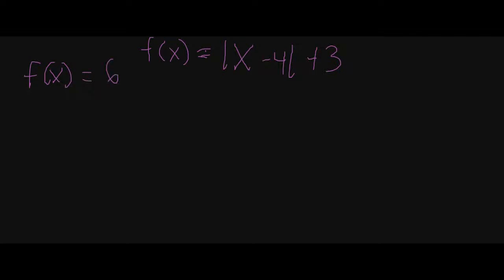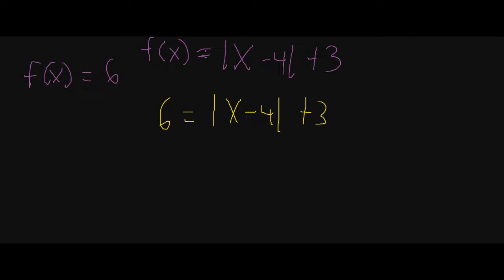So let's have f of x is equal to the absolute value of x minus 4, plus 3. And let's say that we want to solve for when f of x equals 6. All right, so I'm going to go through this kind of quickly. You should try this on your own and see what you get. This tells us our y value is 6, so I'm going to replace this with 6. So we're going to get 6 is equal to the absolute value of x minus 4 plus 3.